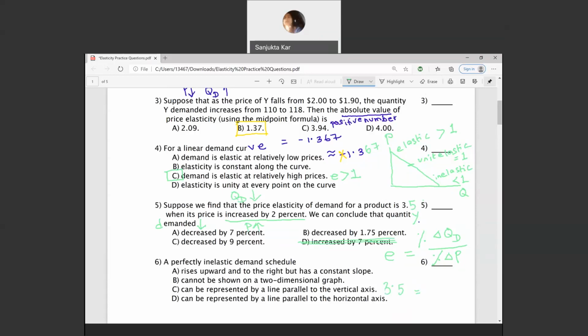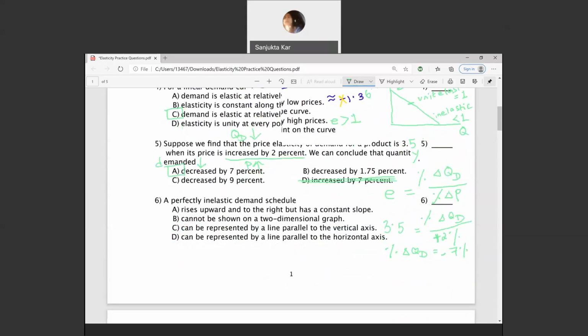So 3.5 is equal to percentage change in quantity demanded over percentage change in price, that is 2%. So this percentage change in quantity demanded looks like 7%, but because price is increasing, quantity has got to decrease. So definitely my quantity here decreases by 7%. I hope we get this concept, because this is a very important concept. Okay.